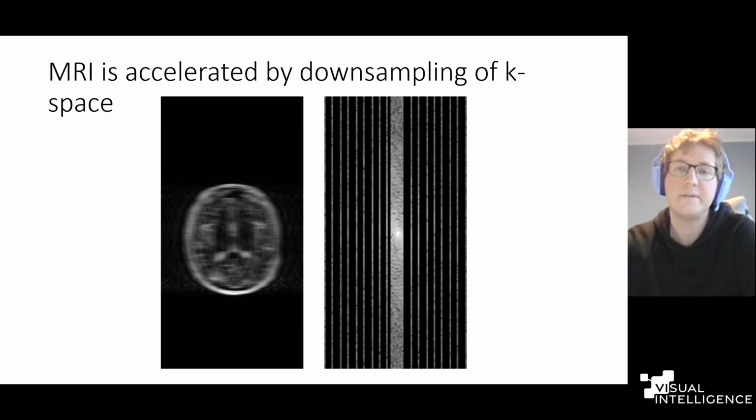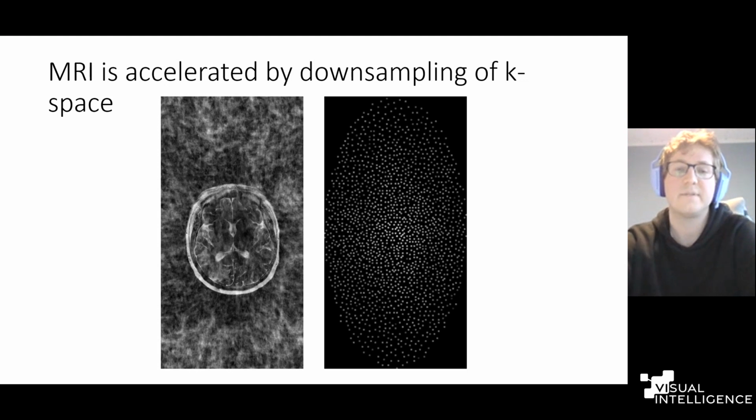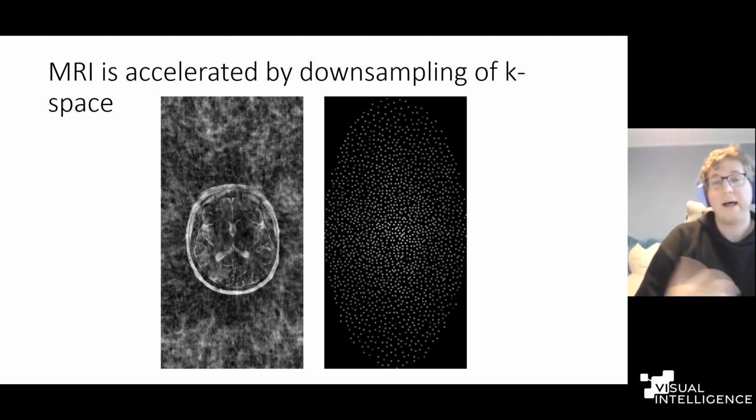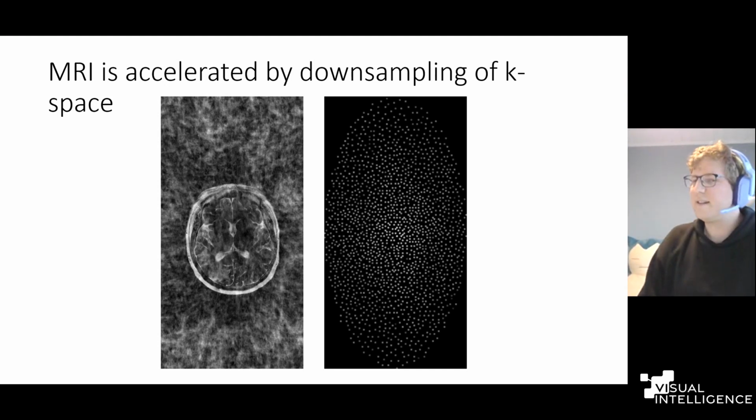And there are also different methods of downsampling. You can also do this, where instead of downsampling line-wise, you do it point-wise like this. The reason you do it differently just depends on the scanner. Some scanners allow for this kind of downsampling. It's generally better, and it's what's used most commonly, but it depends on the scanner and also what kind of scan or sequence the radiologist wants.